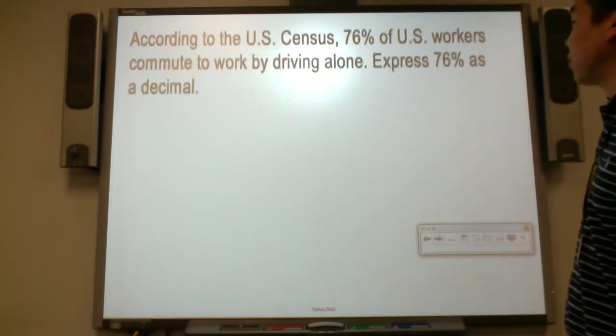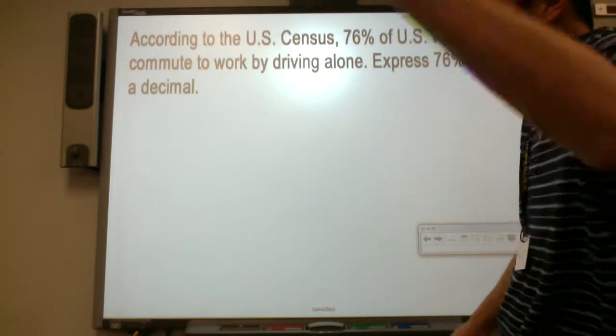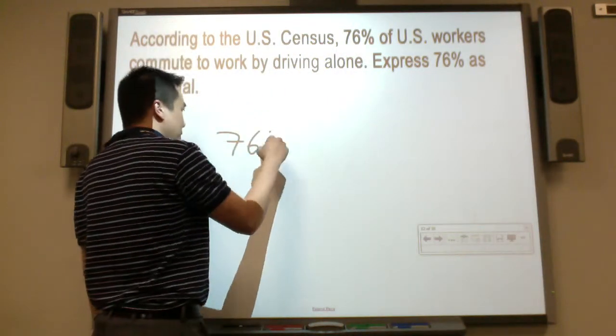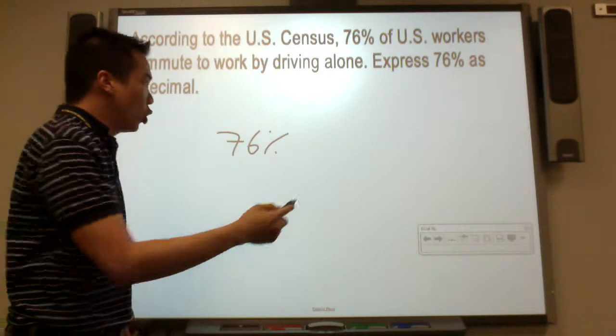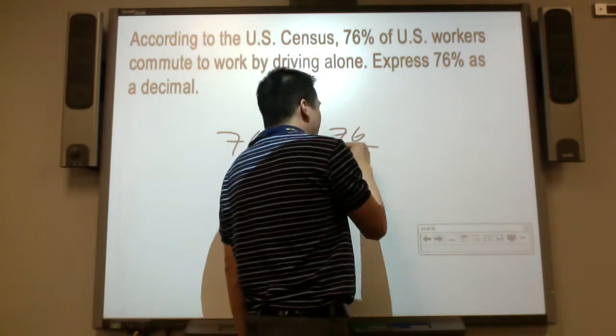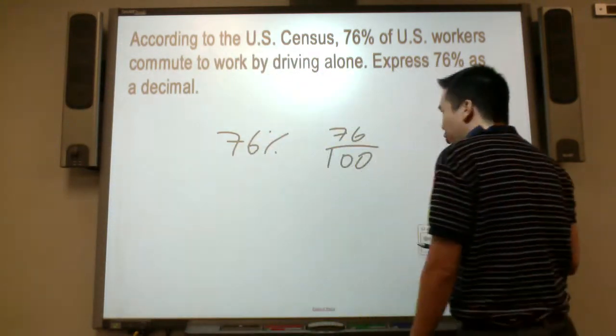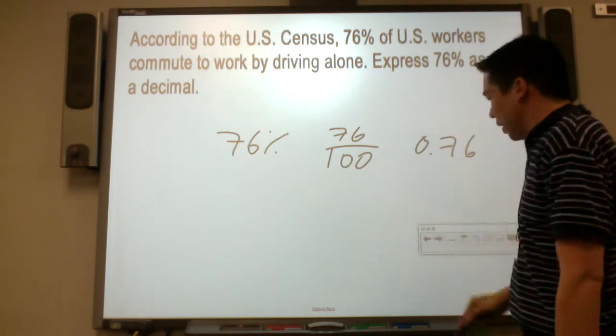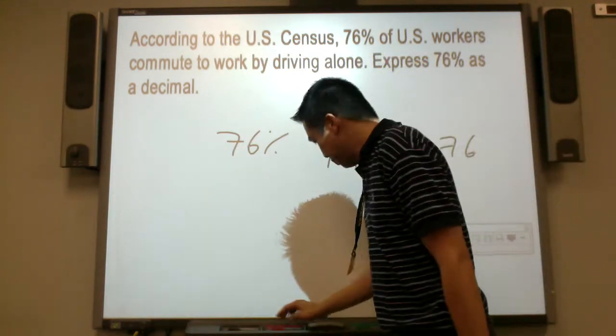According to the U.S. Census, 76% of United States workers commute to work by driving alone. That's me. Express 76% as a decimal. So 76%. What does percent mean? Per 100. 76 per 100. How do you write 76 hundredths as a decimal? 0.76. If you do not know how you get that, you could do this.